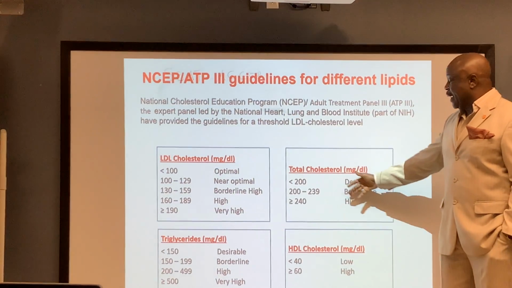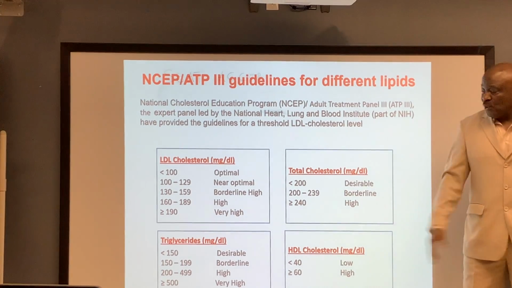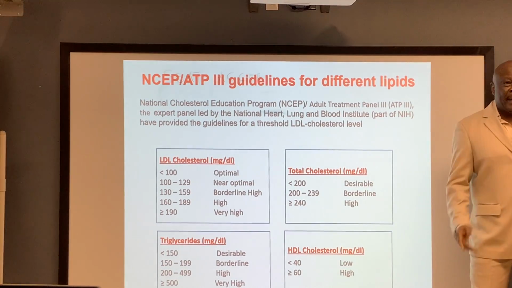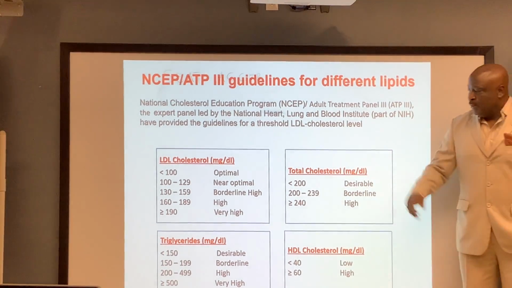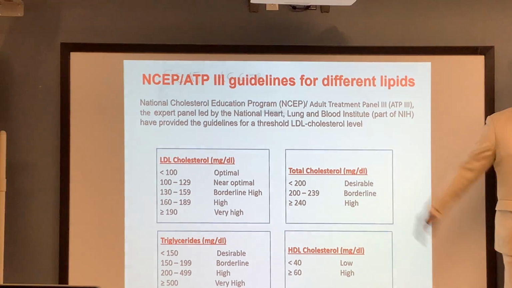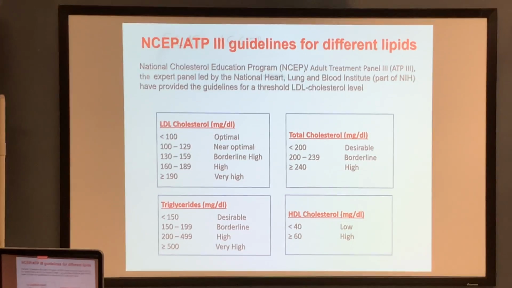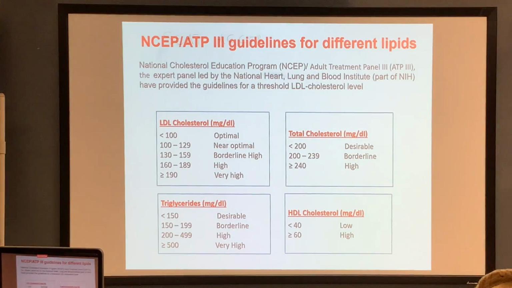So what would now be considered borderline? For example, here, when the total cholesterol is between 200 and 239, it is borderline. But anything higher than that will be considered high. And the rest of the information is there.